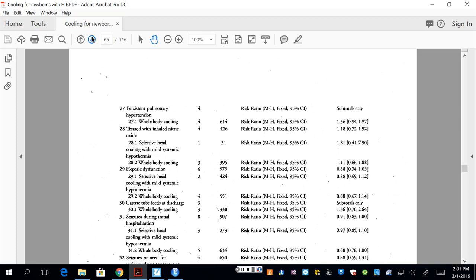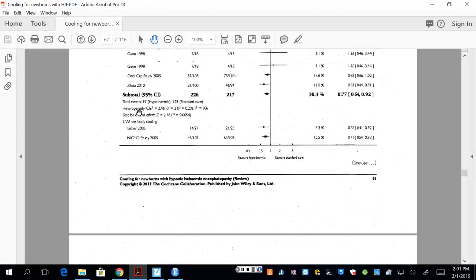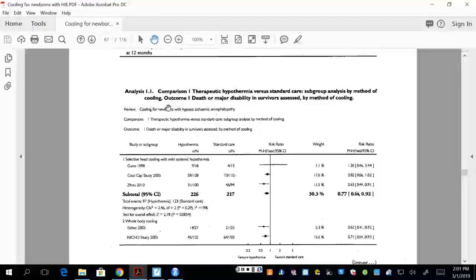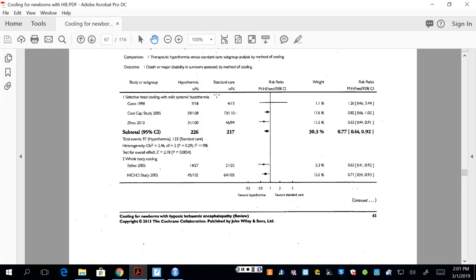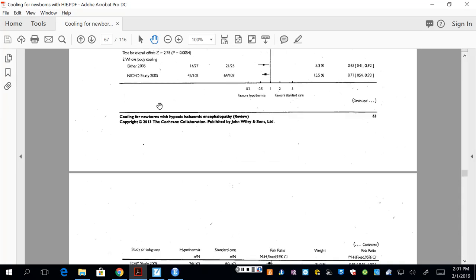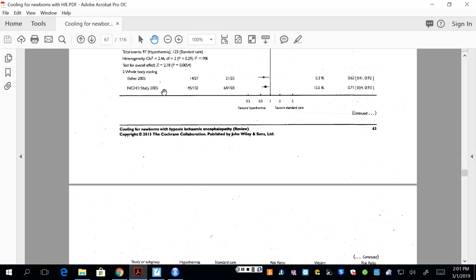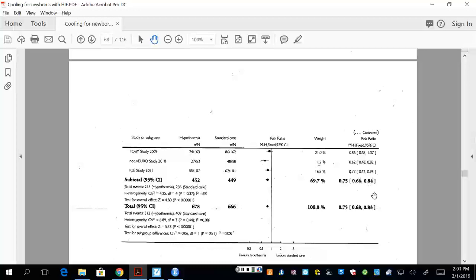A few pages later, they go through looking at this review, cooling, death or major disability. There's 3 studies that had selective head cooling with mild systemic hypothermia, right? And then there were some other studies that had whole body cooling, and then they put them together. So they were called confidence intervals for all these things, right? And the clear message out of all of these things is that it's overwhelmingly effective, right? So they didn't look just at one outcome, but the confidence interval was a major thing to show that it's just not random chance that it's better.